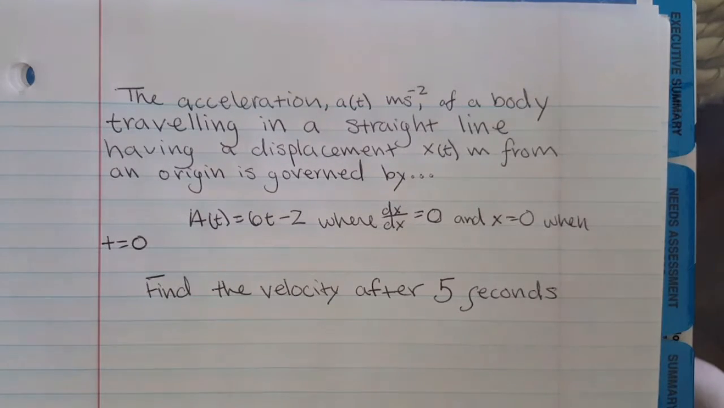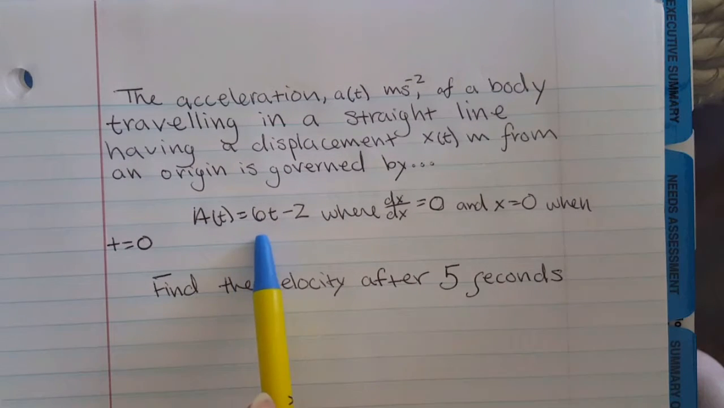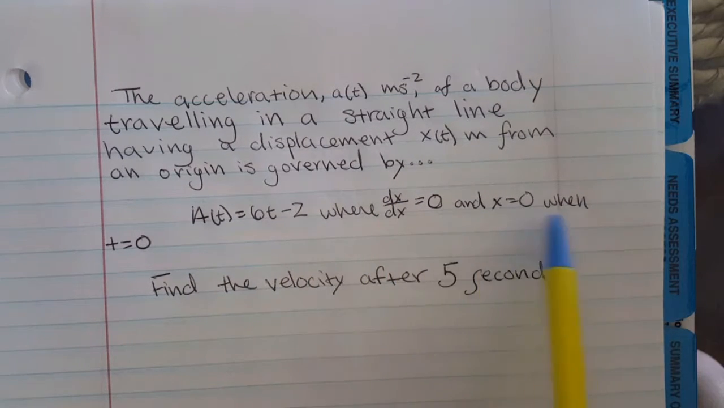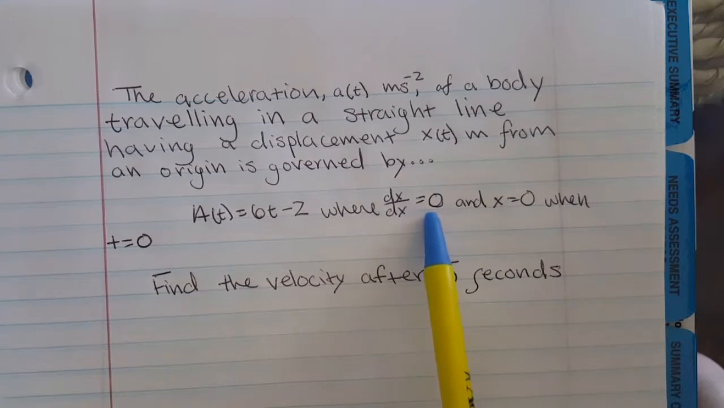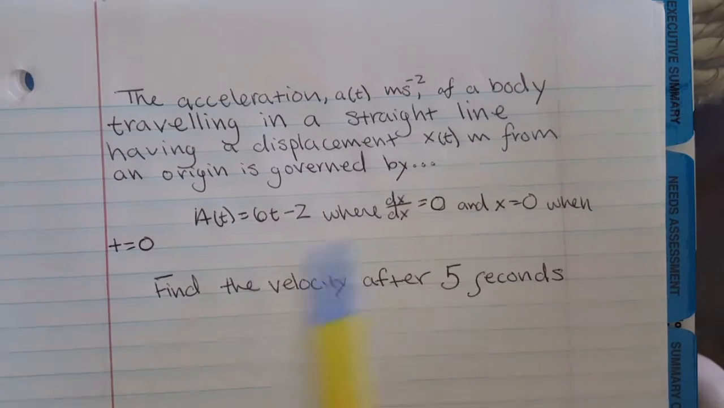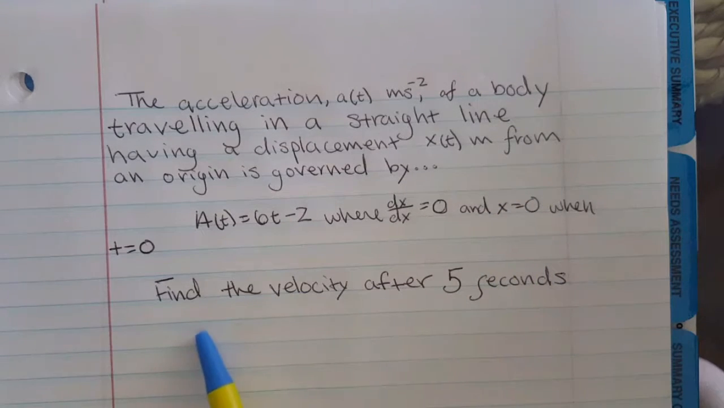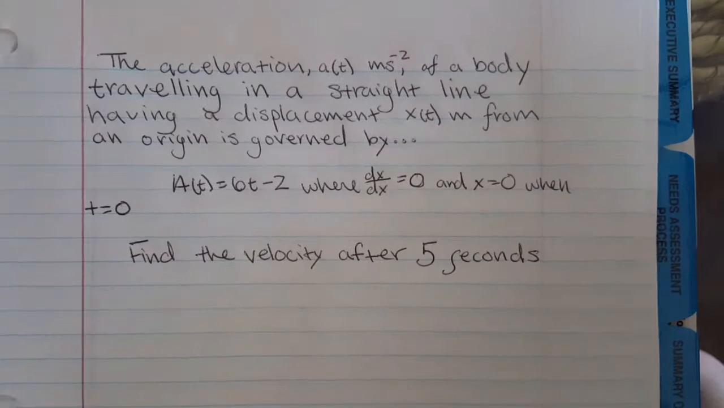The acceleration of a body traveling in a straight line having a displacement x(t) meters from an origin is governed by this equation right here. So the acceleration equals 6t minus 2, where dx/dt equals 0 and x equals 0 when the time is 0. So don't let this ending part confuse you. It's basically just saying that at the origin, the time and the x are equal to 0. The problem is going to ask us to find the velocity after 5 seconds.